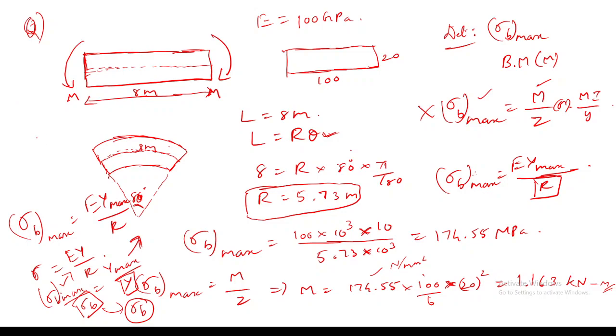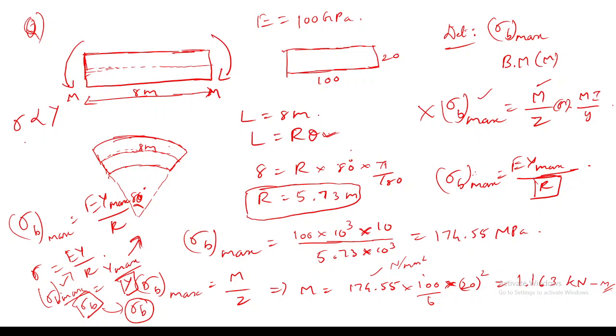Is it clear what I told now, or should I repeat? E by R is constant. Yes, E by R is constant. For a given cross section and a given material, E by R is constant. So sigma is directly proportional to Y.